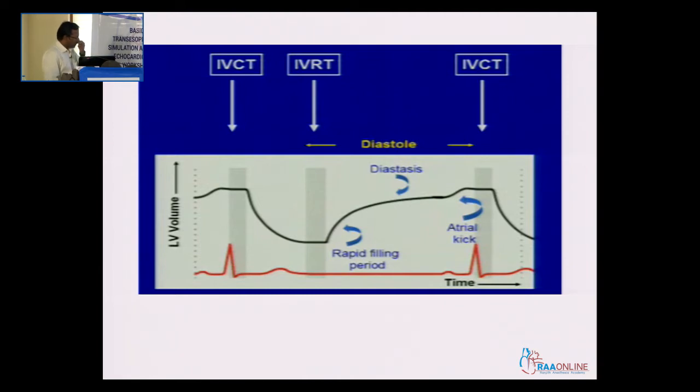So what is happening during the volume? In the initial phase, the volume goes up, then in the diastasis, there is no blood flow into the LV, then again there is a slight increase in the volume in the LV during the atrial contraction. So this is what is exactly happening.